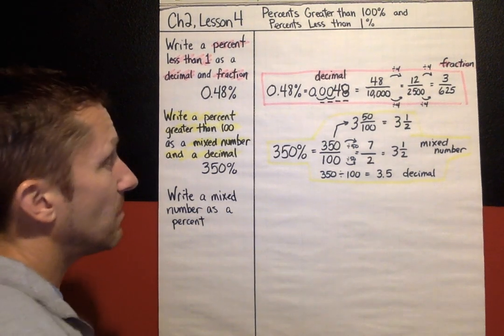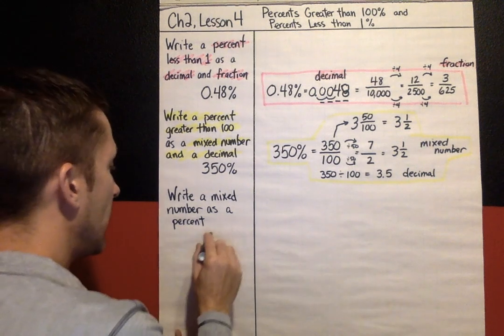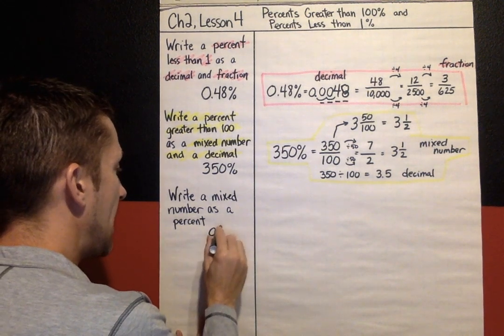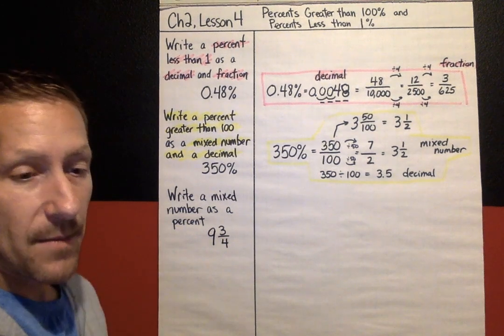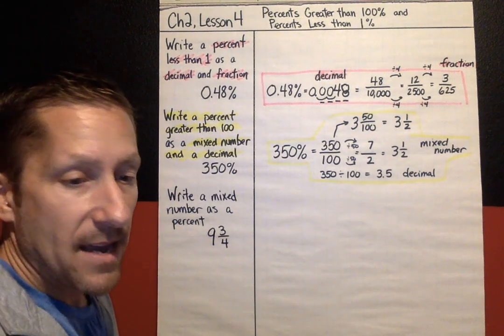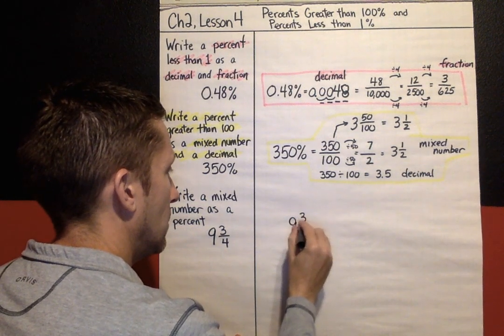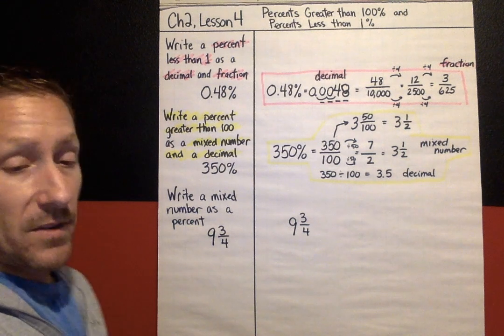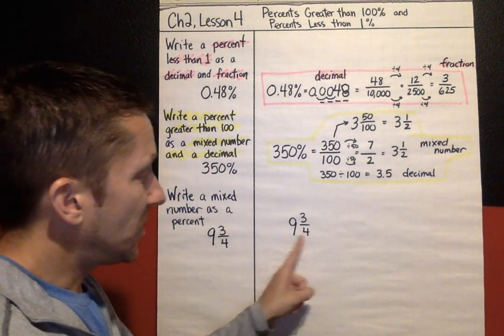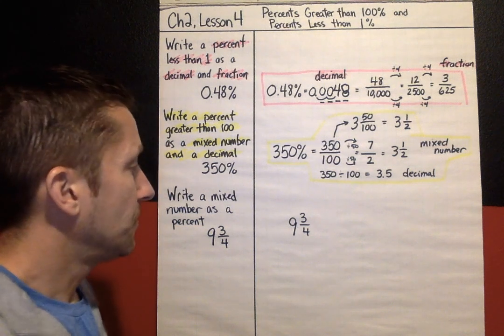So a mixed number, once again, is a whole number and a fraction. So the example we'll look at is 9 3/4. That's a mixed number. How do we write that as a percent? So the first thing that we'll do is change this mixed number into an improper fraction.